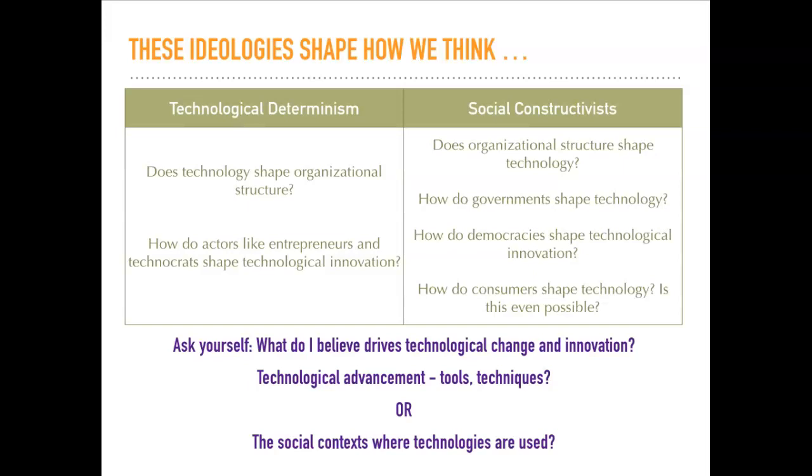Is it technology that shapes human culture and human life? So what you're going to see here today is that technological determinism and social constructivist theory work into the central questions that we are looking at when we talk about the shape and control of technology in society. So you'll see here that technological determinism gets us to think about the questions about organizational structure in a very particular way.